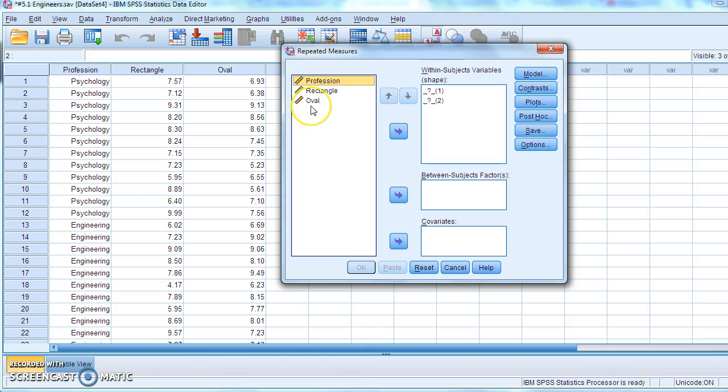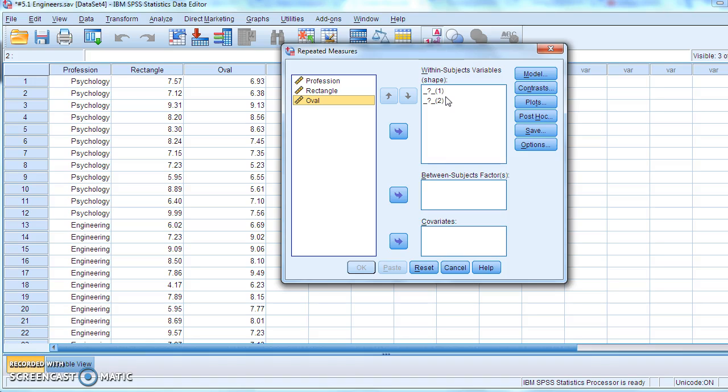Now we've only got one within subjects variable, so this is much easier. Rectangle and oval are the levels of this variable, and in the box here we've got a simplified version of what we saw in the within subjects ANOVA. If you remember, in that one the number of each variable was the ordinal position.